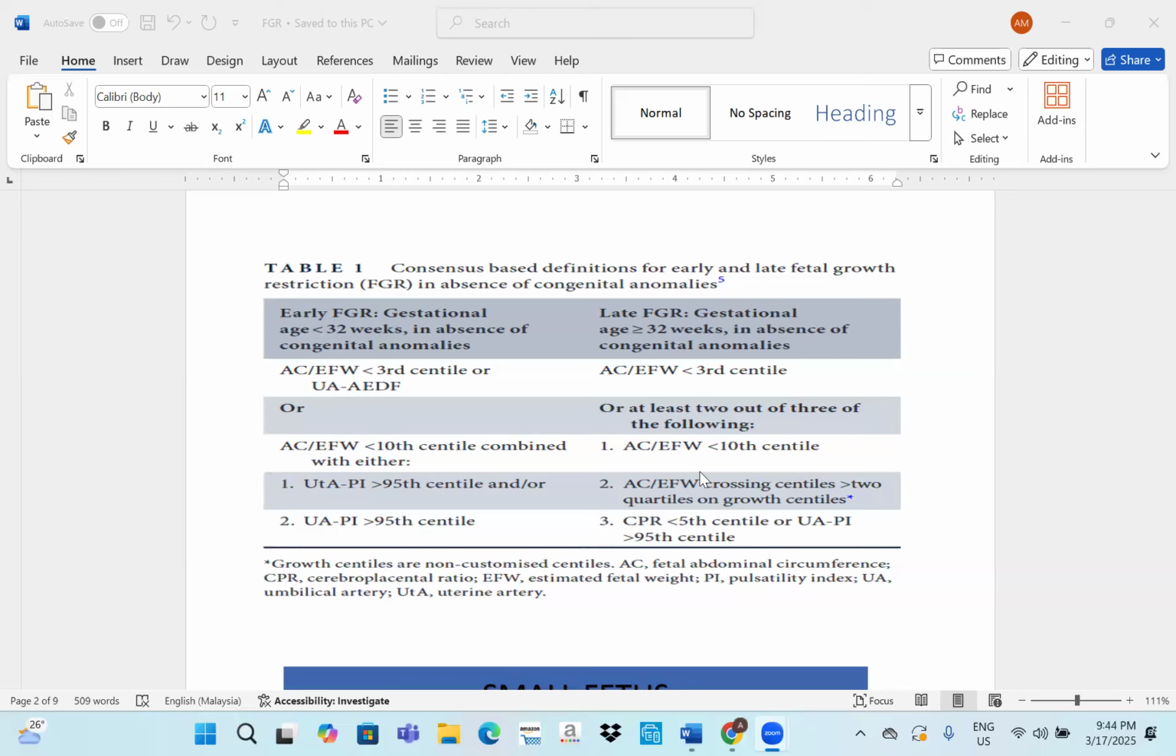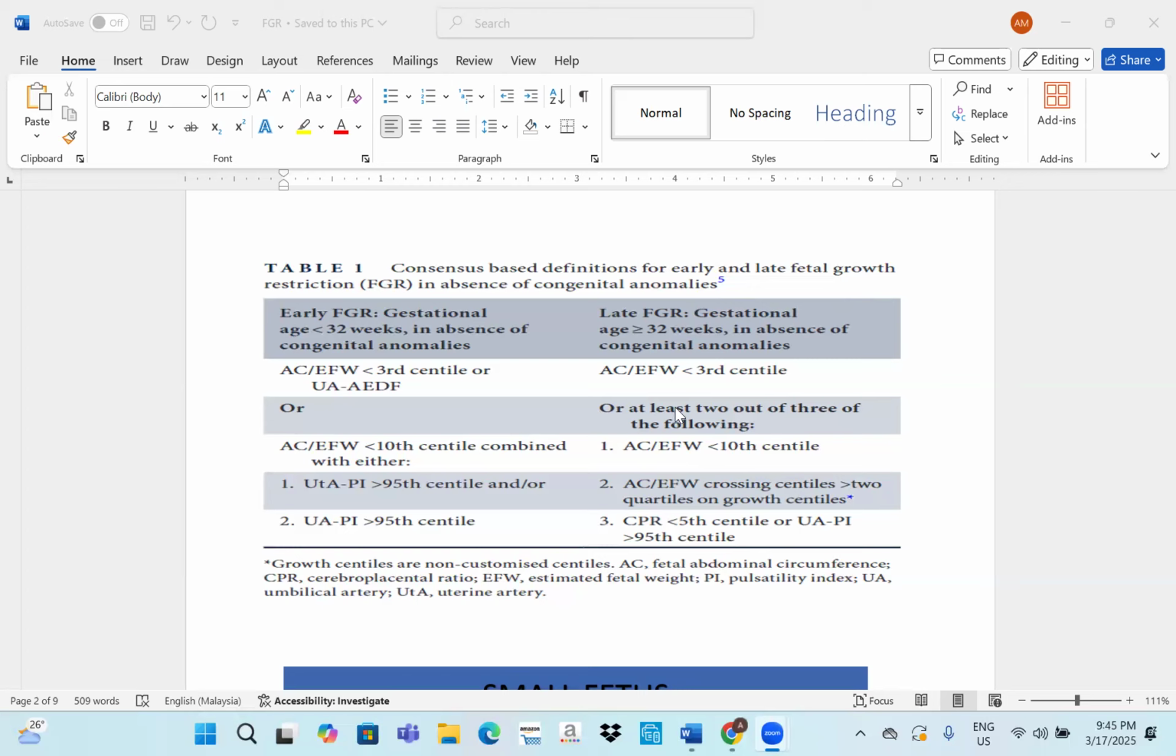But that Doppler abnormality is different for the early onset and the late onset. For the early onset, either the umbilical artery Doppler shows absent end diastolic flow, or the estimated fetal weight is less than third centile, it is the early onset FGR. But if it is less than 10 centile, with either the uterine or the umbilical artery more than 95th centile, this more than 95th centile means more resistance to the blood flow through the placenta, and the higher the risk of the FGR fetus.